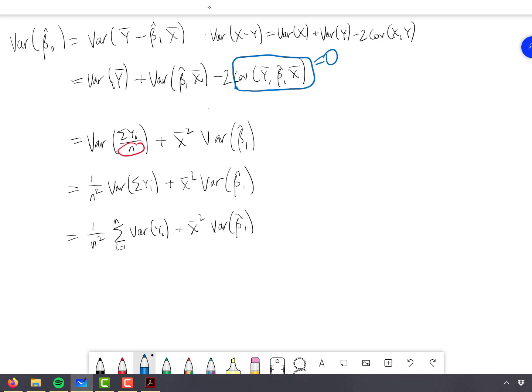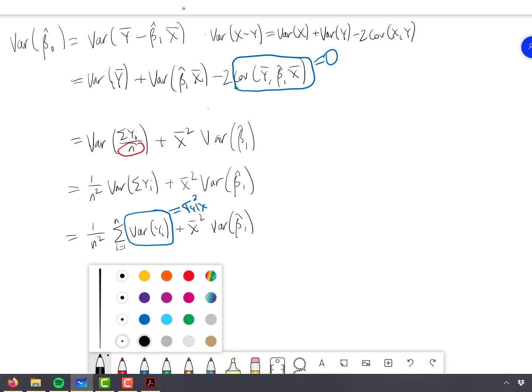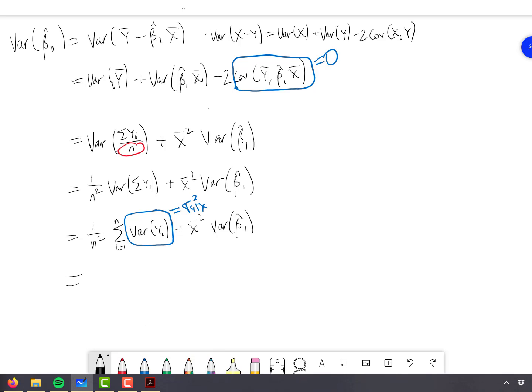The next step is to apply the fact that we know the variance of each one of our yi's is equal to sigma squared y given x. So here we can apply that to say 1 over n squared of n times sigma squared y given x, because we really have n of our estimates of sigma squared y given x. Then we can say plus x bar squared, and now we can just plug in the variance of beta hat 1 we had in the previous slide, sigma squared y given x divided by the sum i equals 1 to n of our xi minus x bar squared.